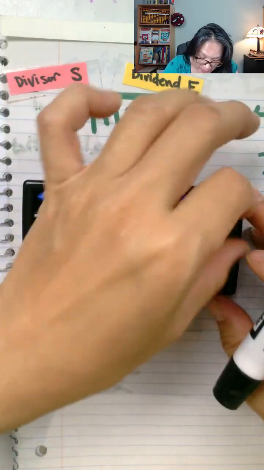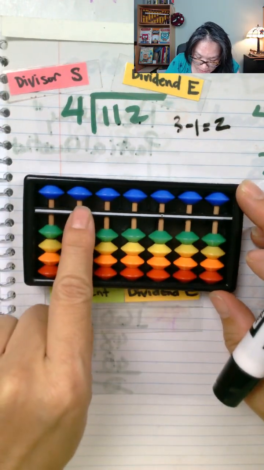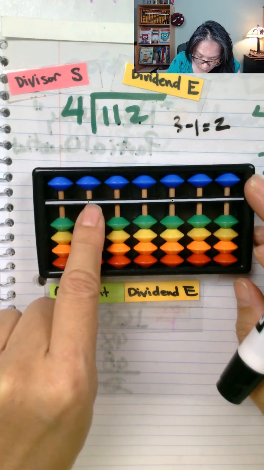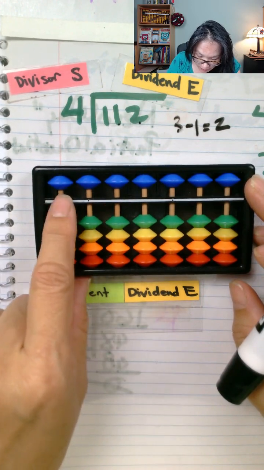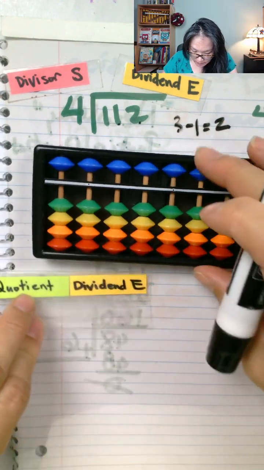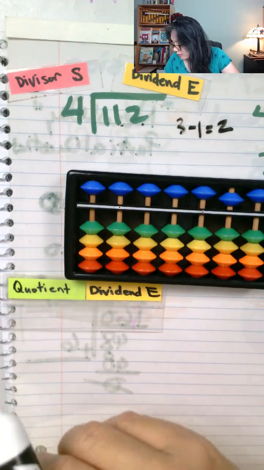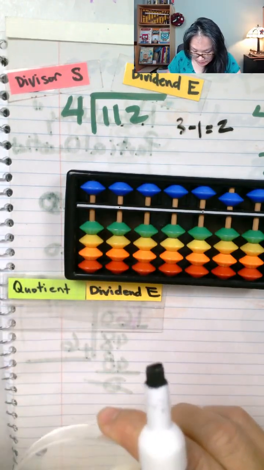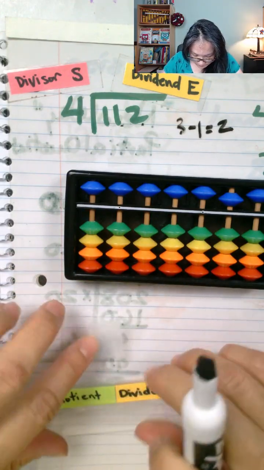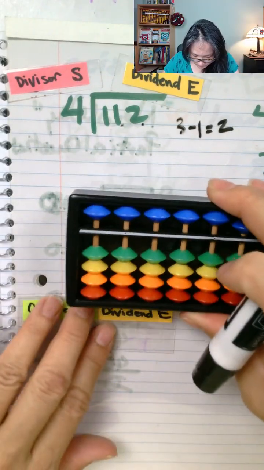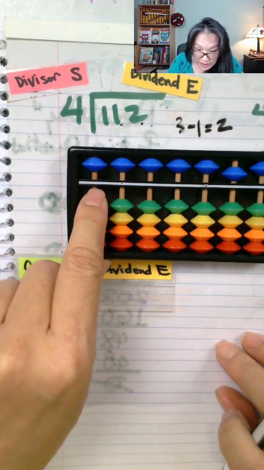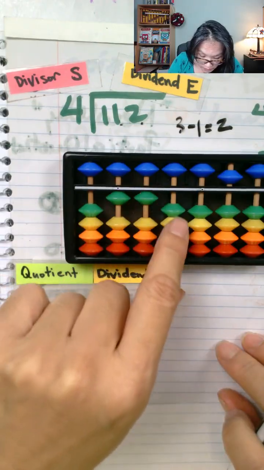So what's going to happen is if I put my answer here, I'm going to use this as my ones, and I do this as my ones. So when I count it, it'll be 1, 2. So my quotient will be over here. Let me put tape on it so I don't lose it. Okay? So my quotient's going to be here. I'm going to put my dividend on my abacus. So I put 1, 1, 2.